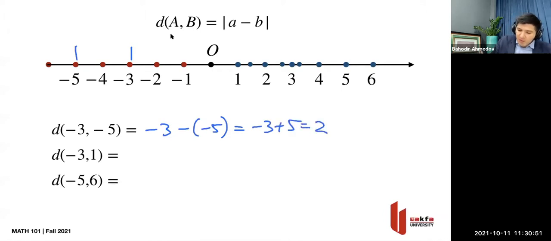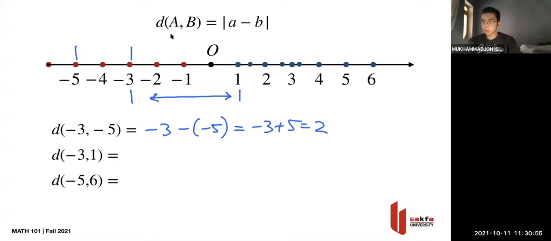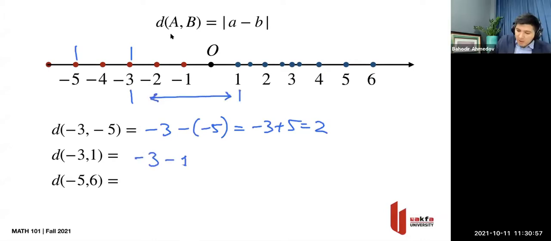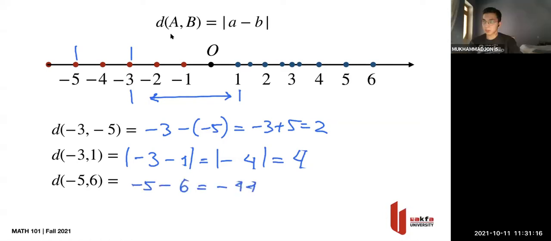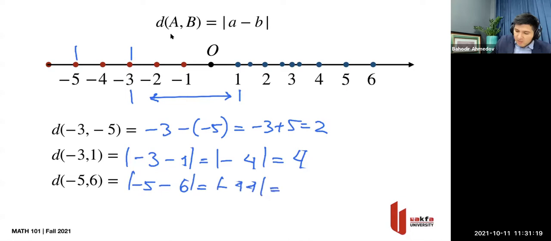So what is the distance between -3 and 1? 4. I'm going to do -3 minus 1. It's going to be -4. But again, I don't need this minus sign for measuring the distance, because the number of steps is more important for me. That is why I'm going to take its absolute value, and this is going to be equal to 4. What is the distance between -5 and 6? 11, right? Again, I'm going to take its absolute value.